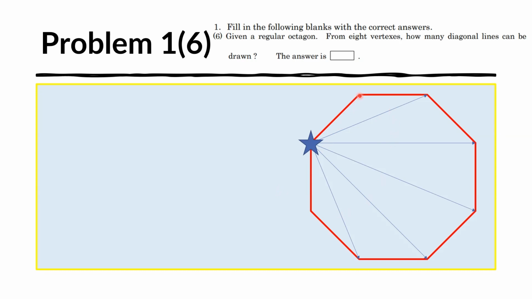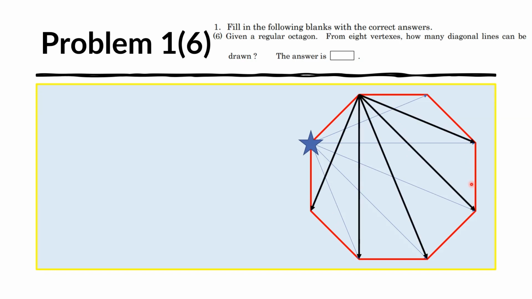For the second vertex, we just move clockwise and start here. Again, we draw the diagonals and we get 1, 2, 3, 4, 5. So for these first two vertices, we get 5 plus 5 equals 10 diagonals.